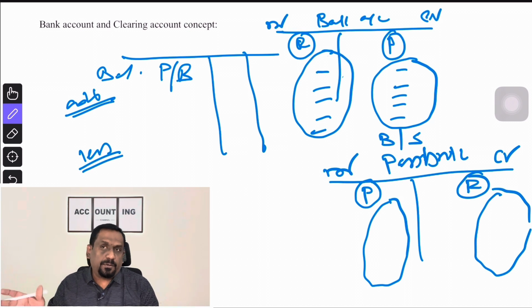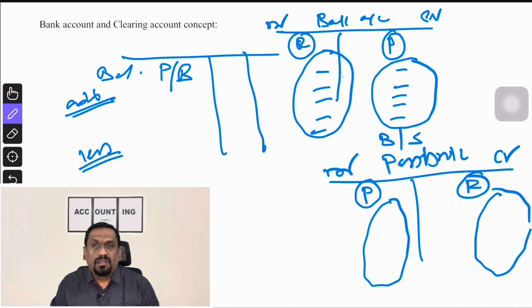There are different lecturers who will explain how to do that. I'm not getting into that anyway. I'm going to start bank reconciliation as a chapter maybe in coming days. At that time we will talk about that concept later. But right now we just need to understand how the bank reconciliation statement has to be prepared.